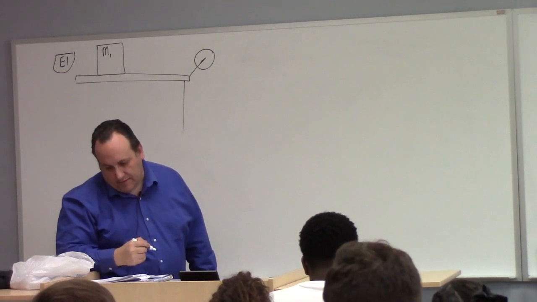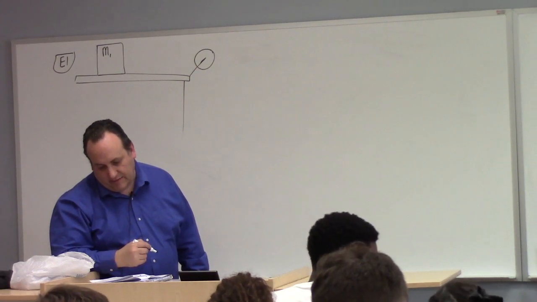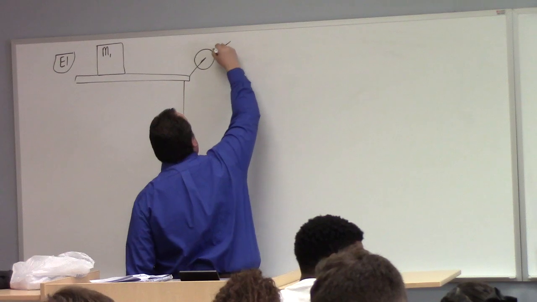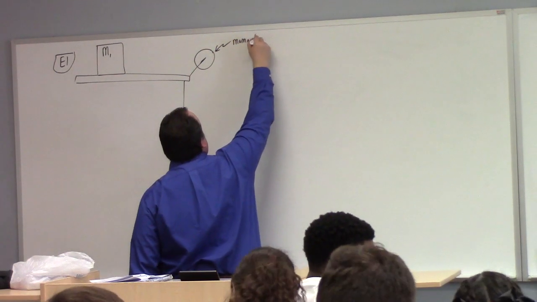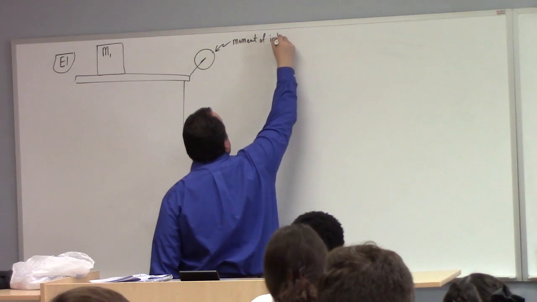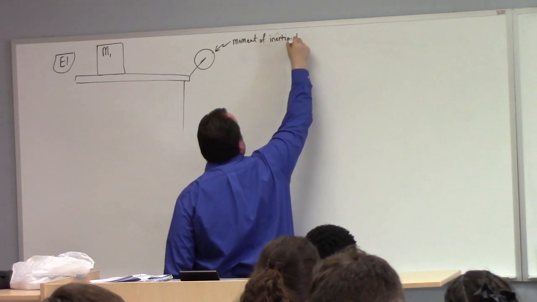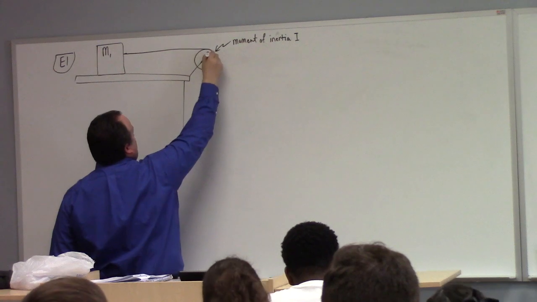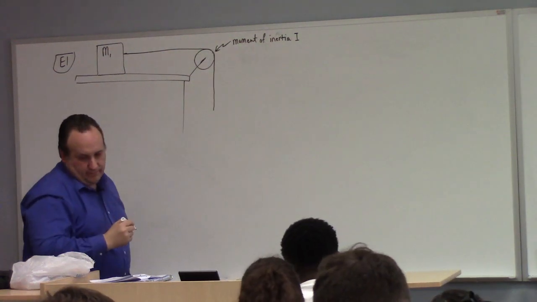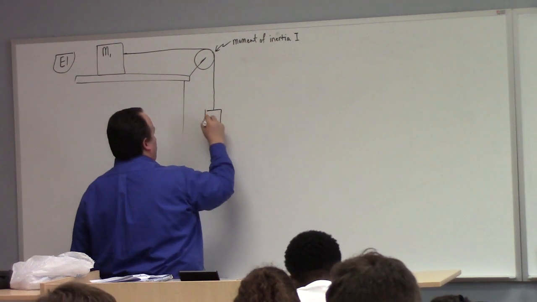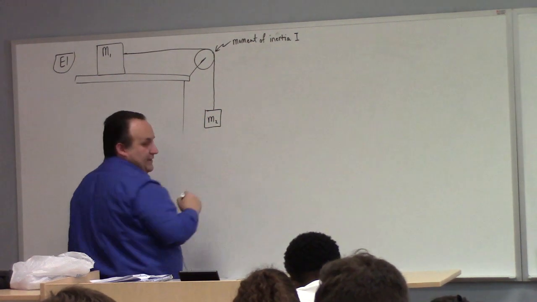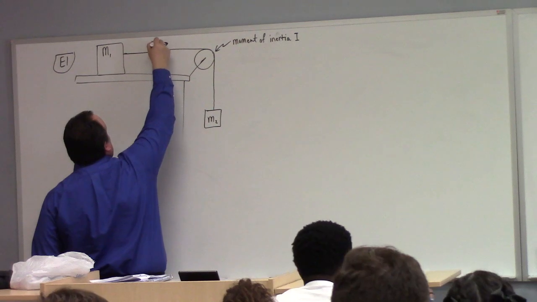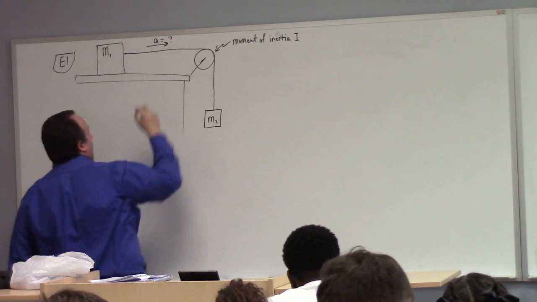And then I also have a pulley with moment of inertia I. All right. And then it's connected by an essentially massless rope like that. And then there's another mass, M2, over here. All right. And then the question is, what's the acceleration? All right, so that's the problem.